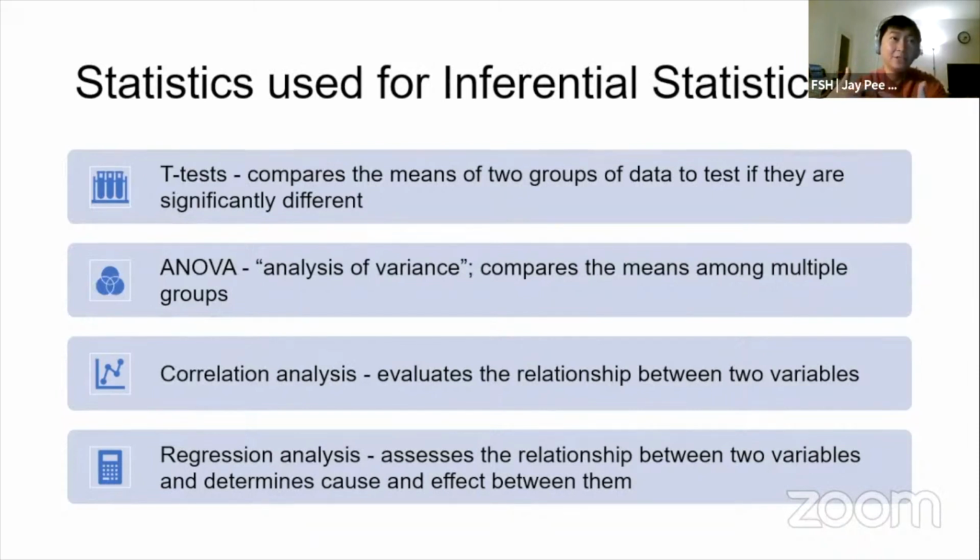So at this point, wala ka pang ini-infer or pinipredict na cause and effect, which is described by the regression analysis. Okay? So regression analysis, in contrast to correlation analysis, assesses the relationship between two variables and determines the cause and effect between them. So kapag ba uminit yung panahon, tataas yung sales ng ice cream? So does one variable affect the behavior of another variable? So dun nakapaloob yung regression analysis. It describes causality or cause and effect between two variables.